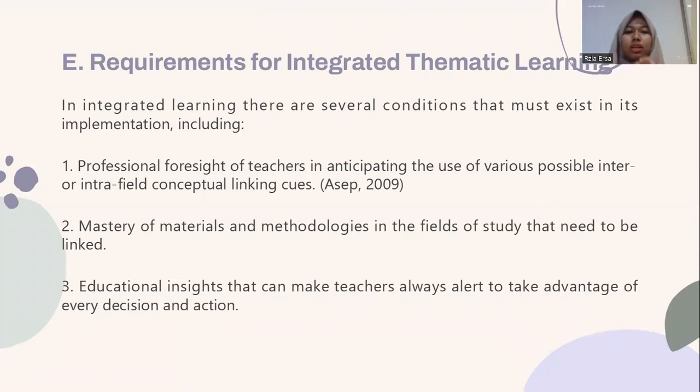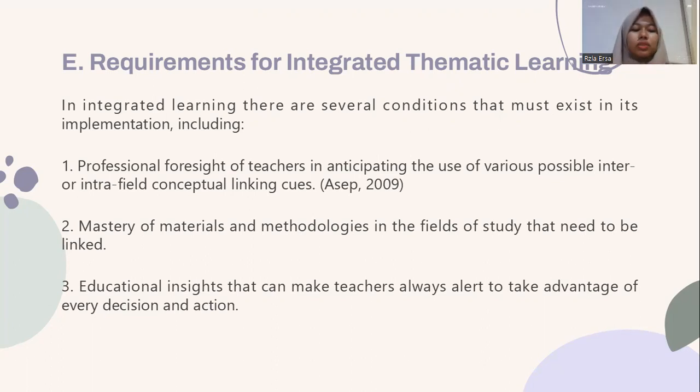Okay, the first one is professional foresight of the teacher in anticipating the use of various possible inter or intra-field linking cues. Professional foresight of the teacher includes selecting interesting topics, then choosing materials that are really fun, and then trying to relate them to other subjects. Source: PGSD Development Team 2001. Thus, in implementation of integrated learning, professional foresight of the teacher is needed in mastering the material for the fields of study that need to be linked and determining learning materials that are in accordance with the development of children.